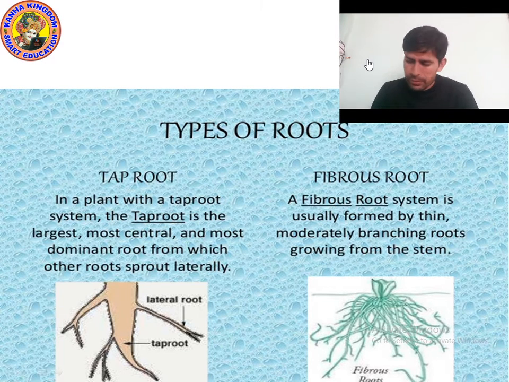So what do you mean by taproot? Roots of a plant which have a main root, and the other roots arise from the main root, such kind of roots are known as taproot. And what do you mean by fibrous root? Roots which arise from the stem from a single point in the form of a group are known as fibrous root.